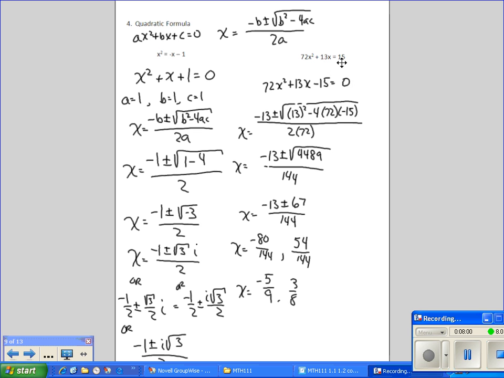Second example here, same sort of thing, just the numbers are a little bigger, a little more awkward. Again, you want to make sure that you're in standard form, so you've got to bring the 15 over and make it a negative 15. Otherwise, the value of c is going to have the wrong sign. That's going to mess everything up in our formula. So simplifying, as bad as this looks, it actually is a perfect square. We can simplify, reduce our fractions.